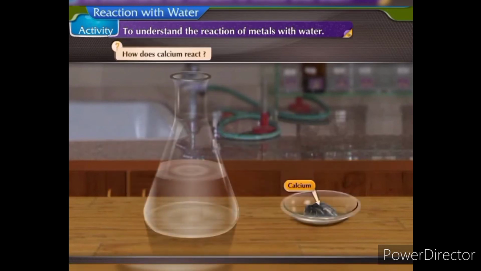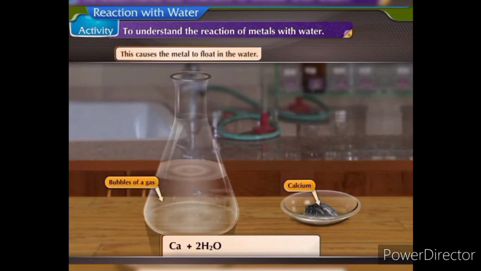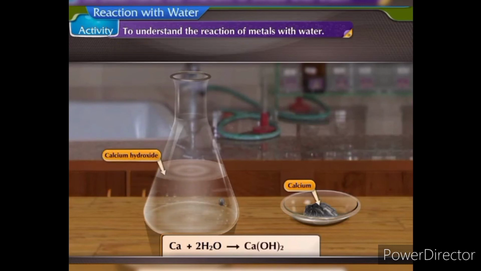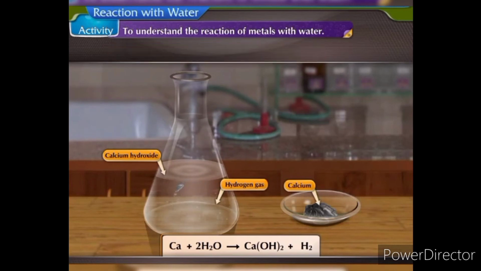How does calcium react? Calcium reacts with water less vigorously, producing bubbles of a gas which stick to the surface of the metal. This causes the metal to float in the water. Calcium forms calcium hydroxide and hydrogen gas is evolved. The heat evolved in this reaction is not sufficient for the hydrogen gas to catch fire.